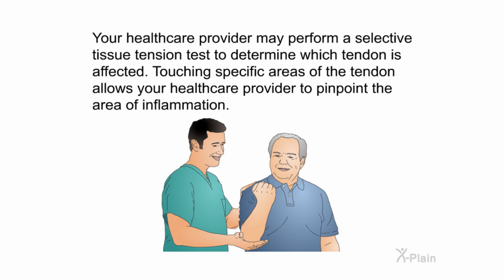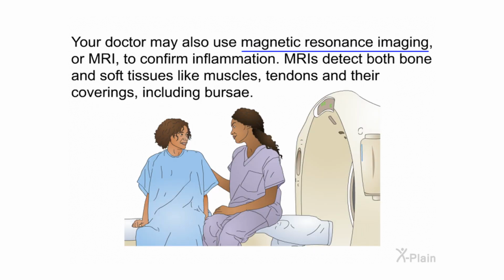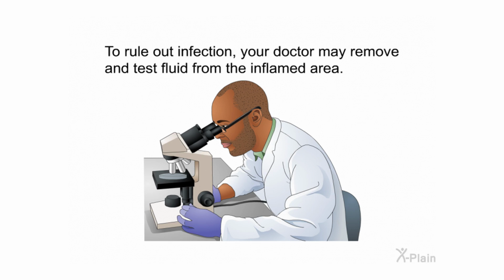Your healthcare provider may perform a selective tissue tension test to determine which tendon is affected. Touching specific areas of the tendon allows your healthcare provider to pinpoint the area of inflammation. Your doctor may also use magnetic resonance imaging, or MRI, to confirm inflammation. MRIs detect both bone and soft tissues like muscles, tendons, and their coverings, including bursae. To rule out infection, your doctor may remove and test fluid from the inflamed area.